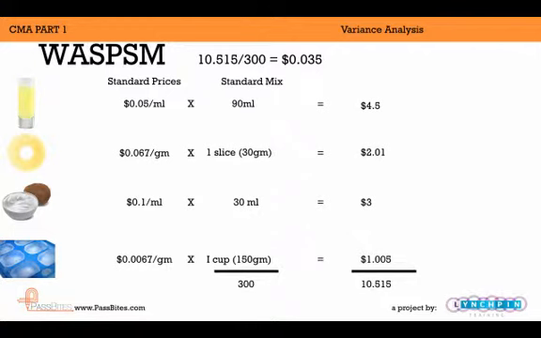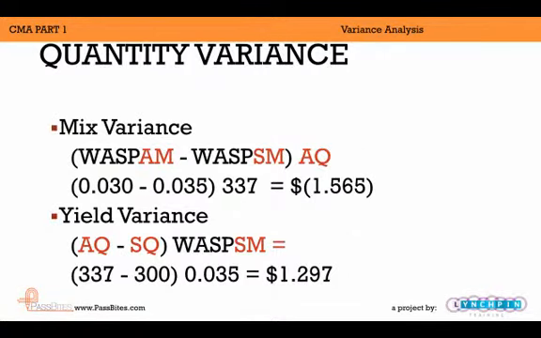Now, since you have these average rates, put them in the formula and you will calculate a mix variance and a yield variance. The addition of mix and yield variance will give us the total quantity variance.